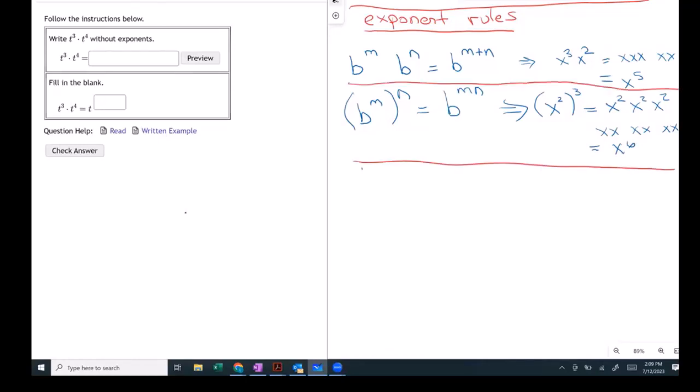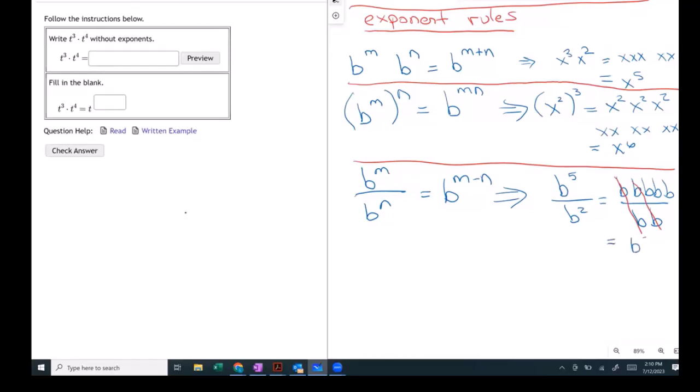If I have a base to a power divided by a base to a power, this is the same as subtraction. Why does that work? Let's say I have b to the 5th over b squared. Well, this is b times b times b times b times b, and I'm going to divide by b times b. Well, I know I can cancel these b's and these b's. And what do I end up with? I end up with b to the 3rd power, which is 5 minus 2.